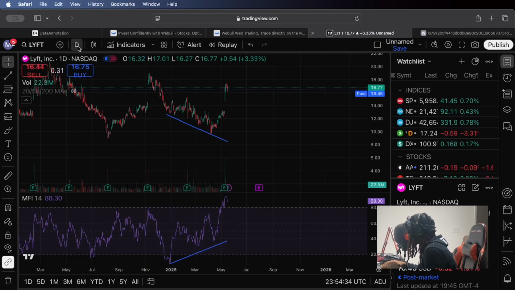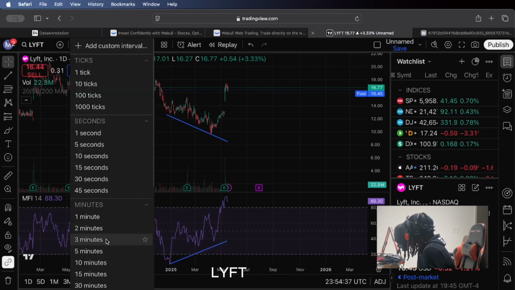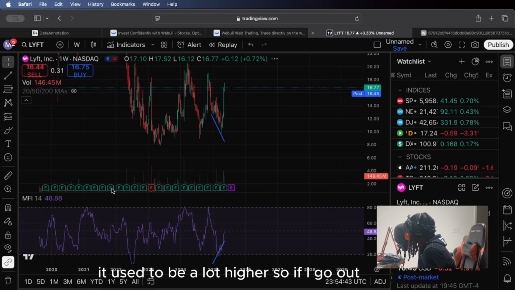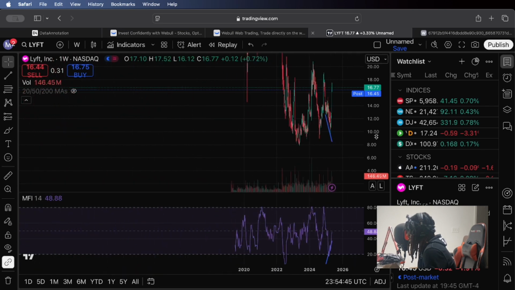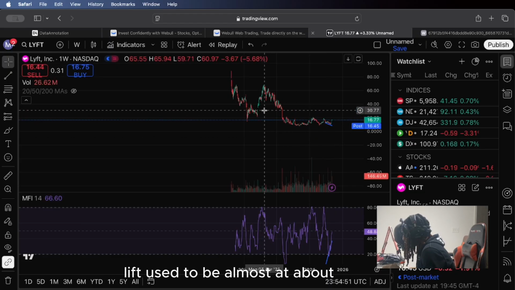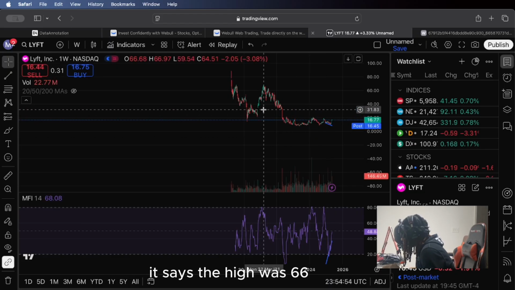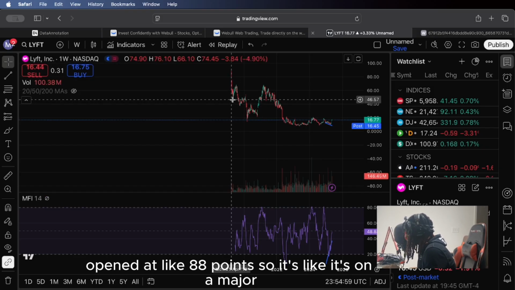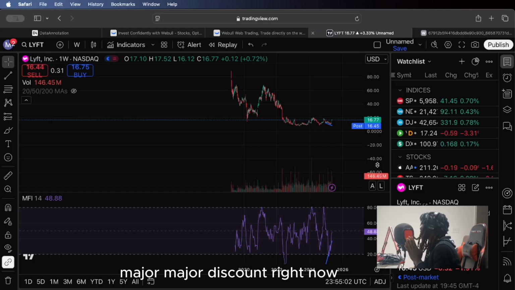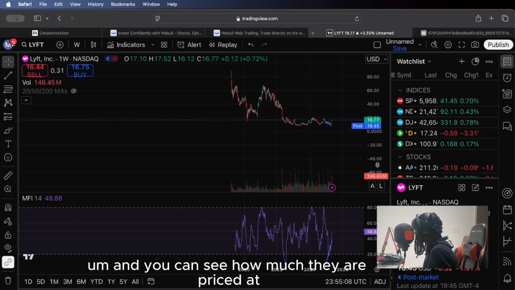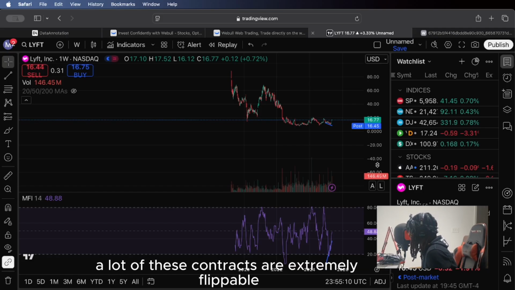And mind you, Lyft used to be a lot higher. So if I go out, Lyft used to be almost at about, it says the high was 66, opened at like 88 points. So it's on a major discount right now. We're gonna take a look at the contracts on Lyft, and you can see how much they're priced at. A lot of these contracts are extremely flippable, I would say.